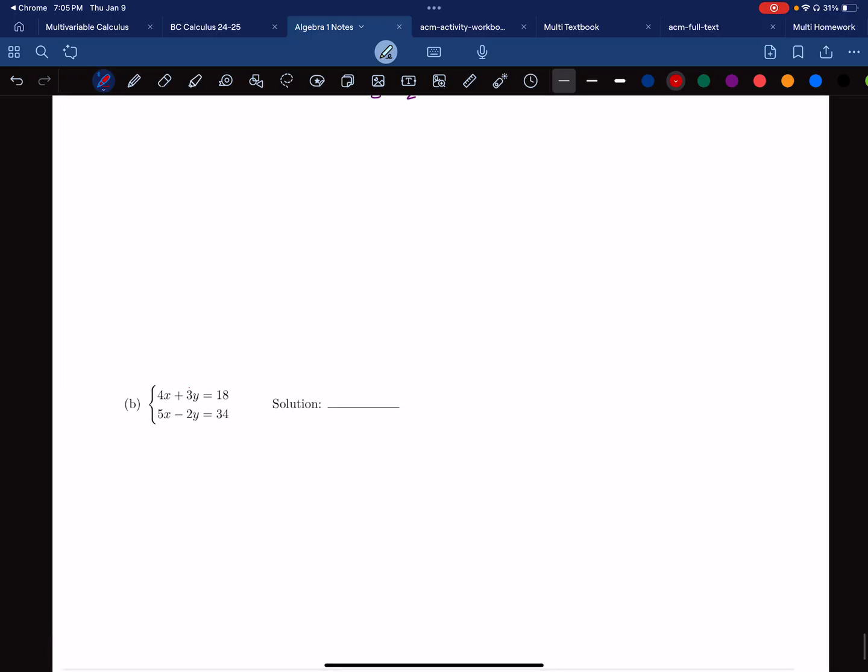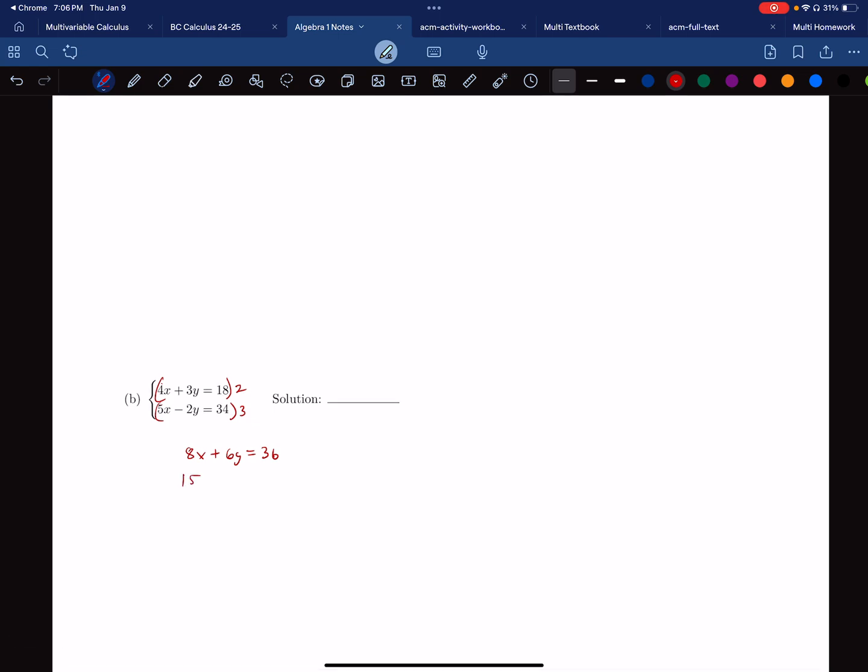One, the coefficients are smaller than the coefficients on x. And if you look, I have a positive and a negative. And so that means all I need to do is multiply this by 2 and this by positive 3. So I'll get 8x plus 6y is equal to 36.